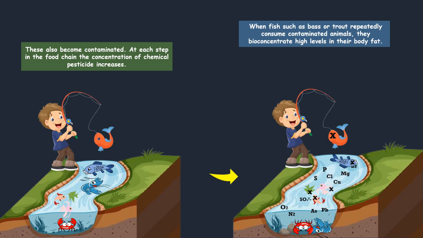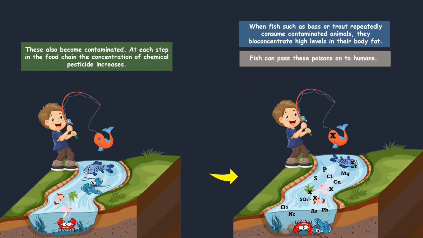When fish such as bass or trout repeatedly consume contaminated animals, they bioconcentrate high levels in their body fat. Fish can pass these poisons to humans.